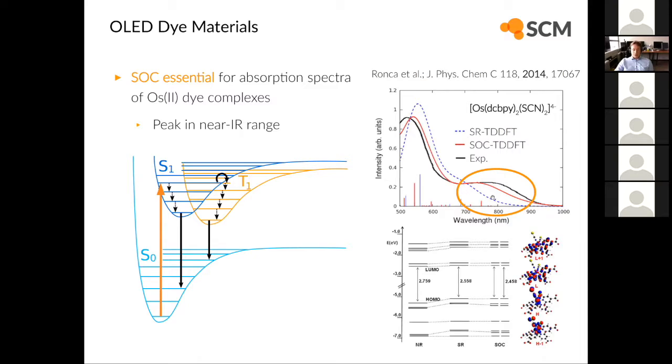Basically, one needs spin-orbit coupling in order to reproduce this peak in the near-infrared region. Without spin-orbit coupling, one would not get the correct result. So this is the first example of where an accurate description of actual heavy elements matters. And that's also the first example of a potential OLED material. However, we were looking here at just the absorption on the left side.